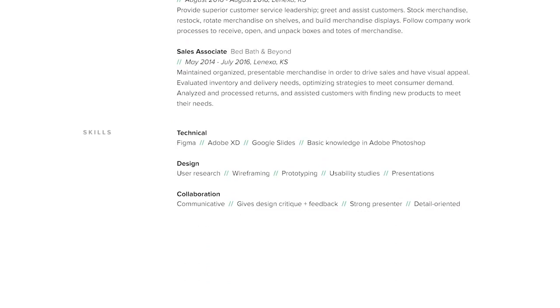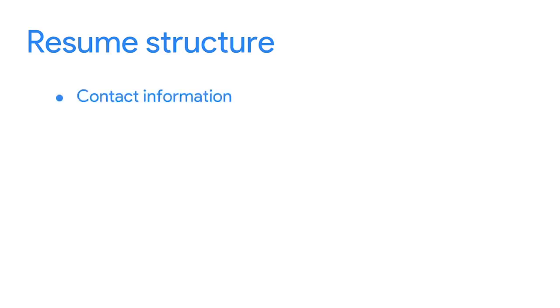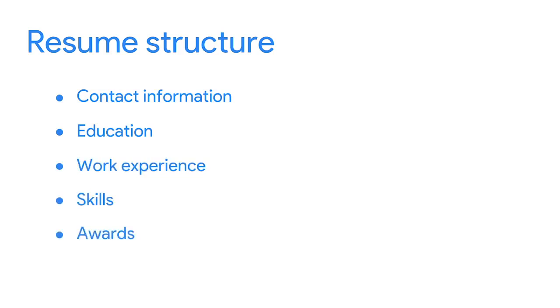Your resume can follow a similar structure to this example, including your contact information, education, work experience, and skills. Sometimes, other information like awards or interests are included, but those aren't required. The amount of information to include and the length of the resume can vary depending on the experience of the person applying.